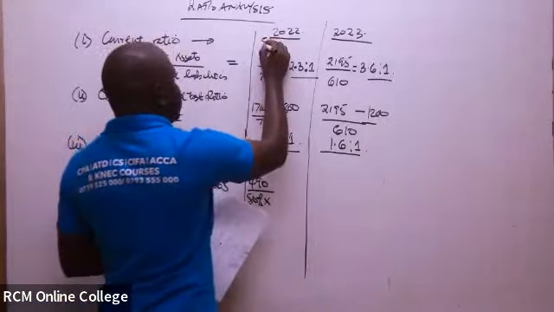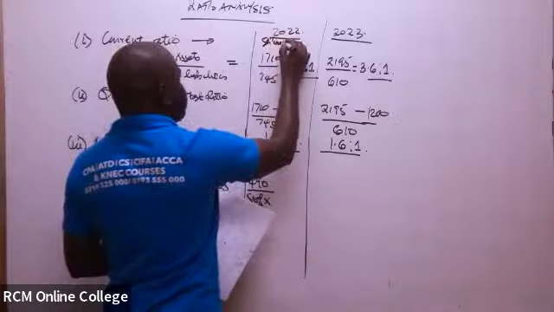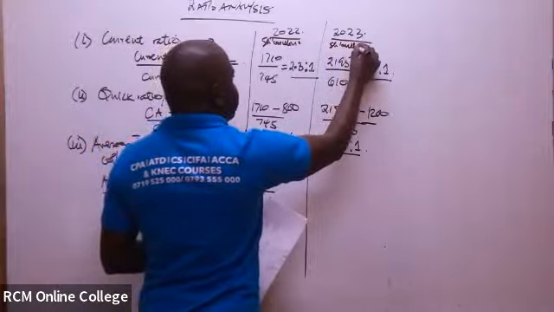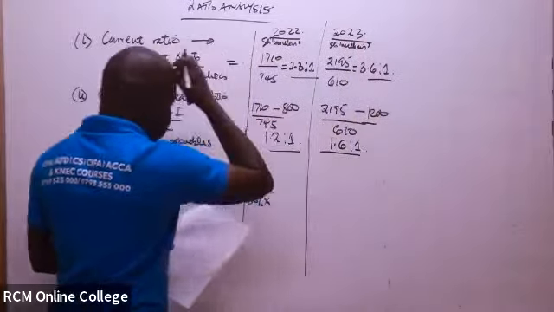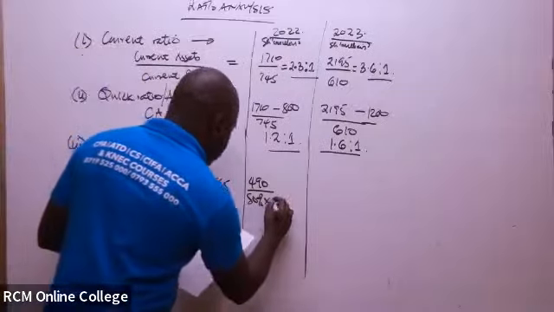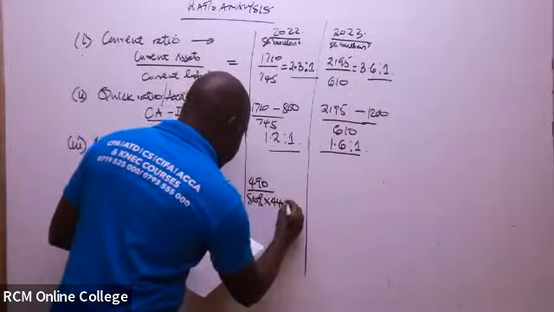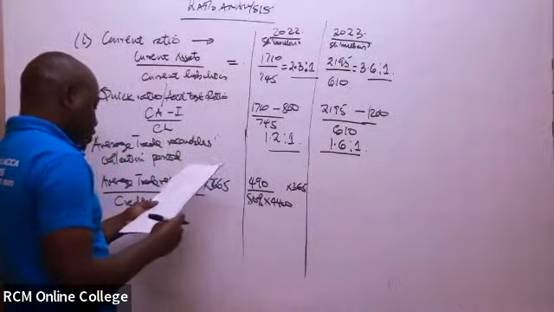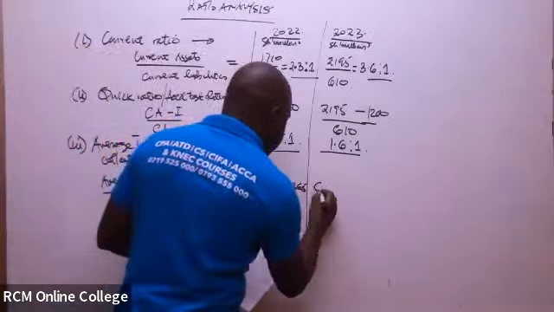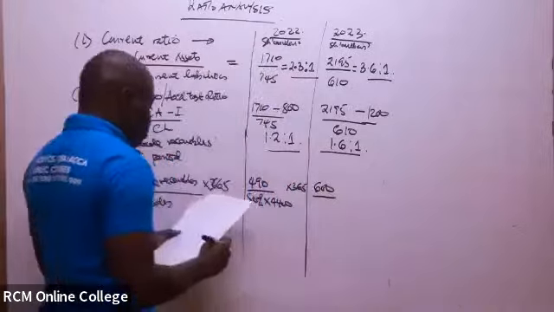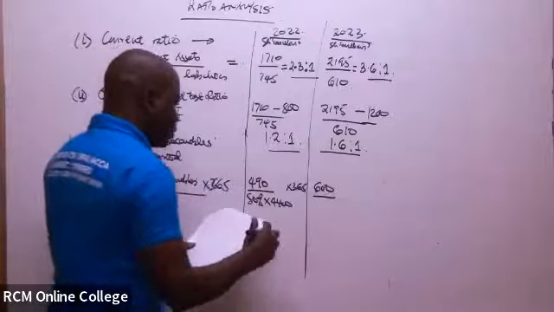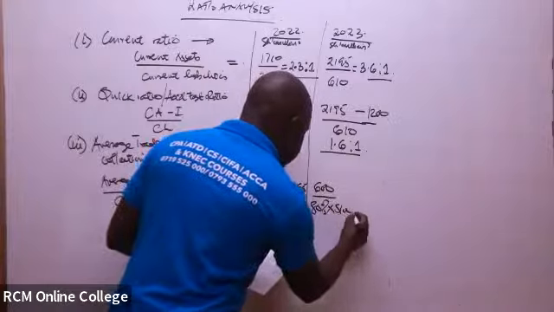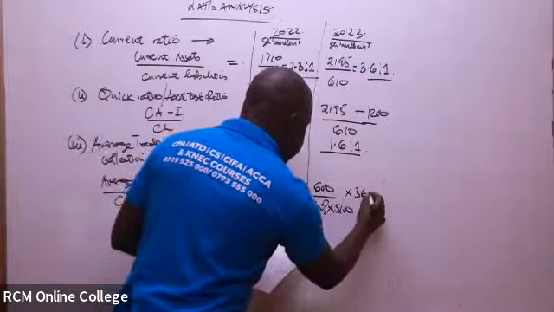Remember, the figures you're using here are in shillings of millions. You can indicate that there. So you take 80% of 4,400, then multiply by 365. Then for the other one, the trade receivables is 600. We divide by the credit sales, which will be 80% multiplied by 5,100, and you multiply by 365.